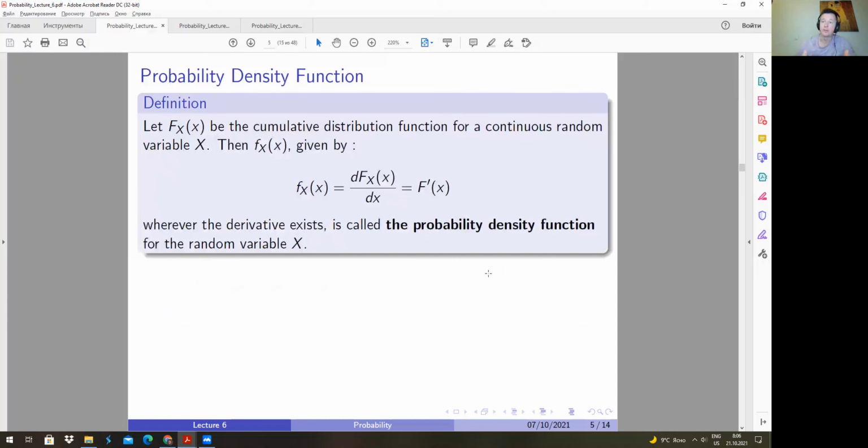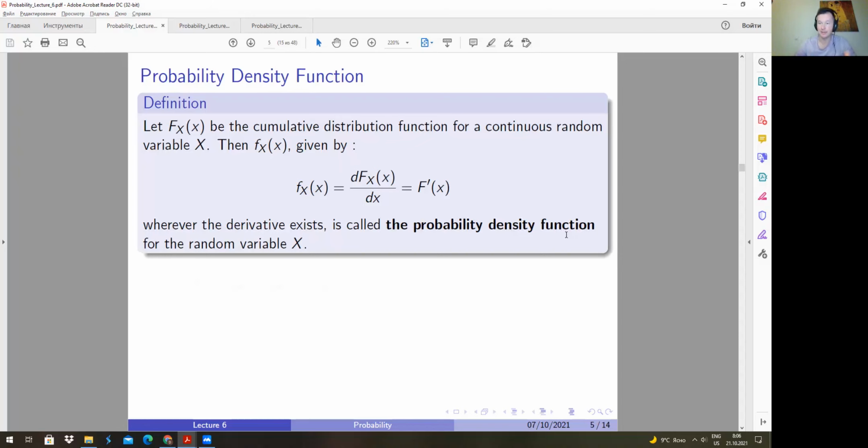And then using CDF, we do the reverse thing. So still we want to have some analog of probability mass function from the discrete random variable. That's why we are taking the derivative of the CDF with respect to x in order to obtain a function that is called a probability density function.